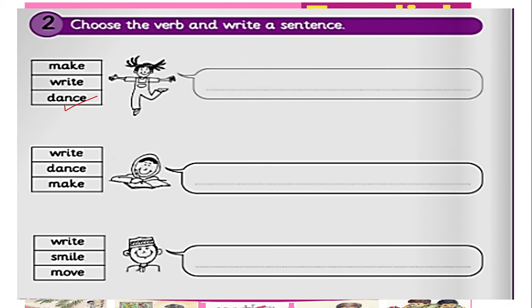Now let's write the sentence. We start our sentence with what, my students? With the subject. So, who is this? She is a girl. So we can say she. After she, we have the verb to be. What is the verb to be? She is. She is what, my students? Yes, very good. She is dancing. Don't forget the full stop.